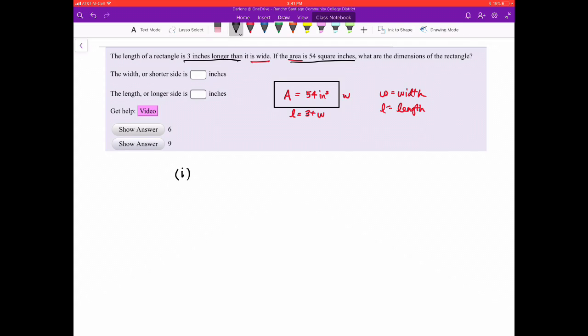So the first thing we need to note is the area of a rectangle. So the area of a rectangle is length times width. Well, here I know that the area of the rectangle is 54 square inches. I know the length is 3 more than the width. And I do know that we label W as the width. Great. And the second part is to now solve the equation.